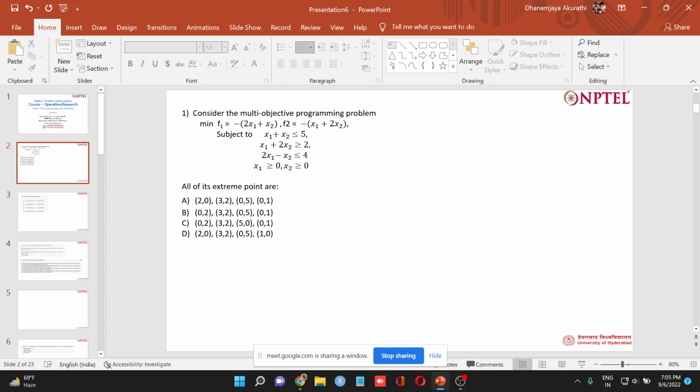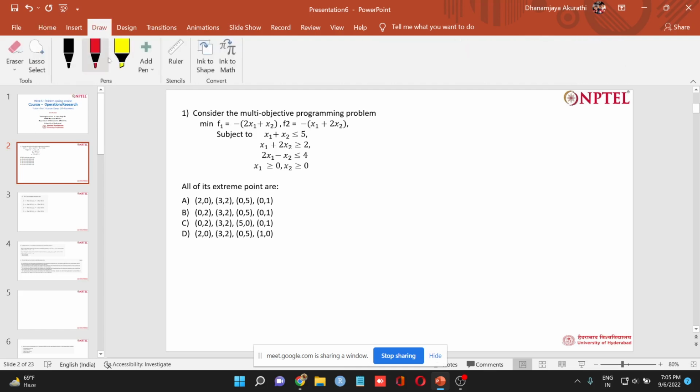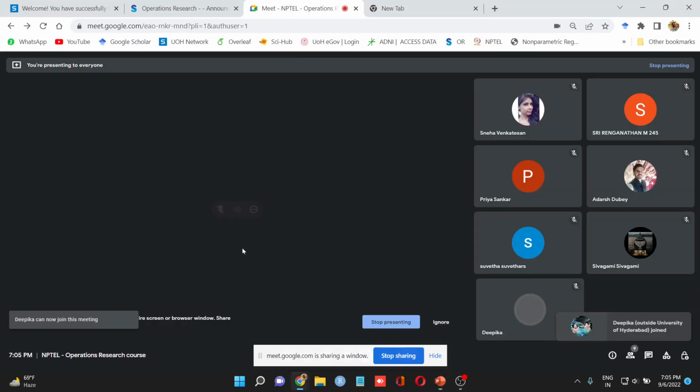Even if the objective functions are more than one, we have subject to constraints here. So we can solve this problem by using a graphical solution or simplex method. We can find out the solution of decision variables x1 and x2. But to find out the extreme points, by using the graphical method, we can find out the feasible region, and the corresponding corner points are the extreme points. So first, do the graphical method.